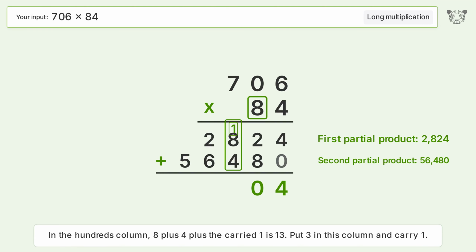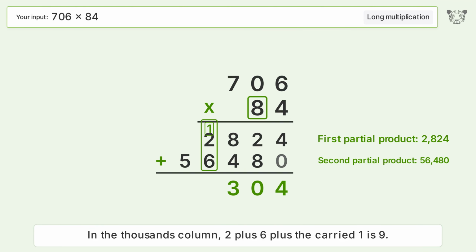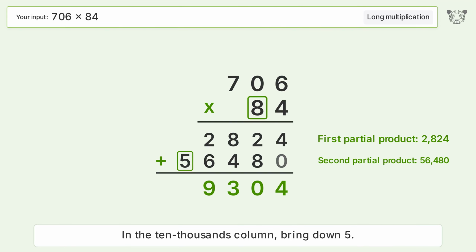In the hundreds column, 8 plus 4 plus the carried 1 is 13. Put 3 in this column and carry 1. In the thousands column, 2 plus 6 plus the carried 1 is 9. In the ten thousands column, bring down 5.